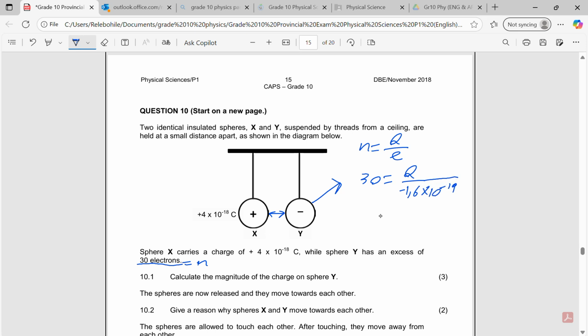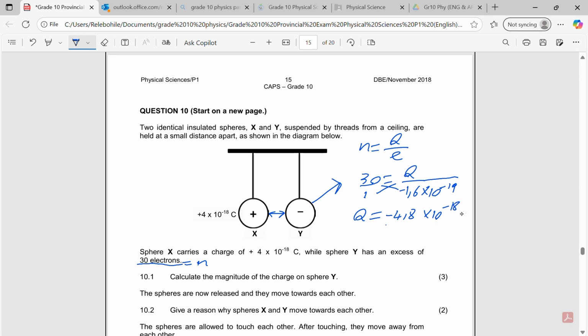And then from there we'll just use our calculators and cross multiply. If I cross multiply, Q times 1 gives me Q, then 30 times negative 1,6 times 10 to the power of negative 19. What's going to be my answer? My answer will then be negative 4,8 times 10 to the power of negative 18.